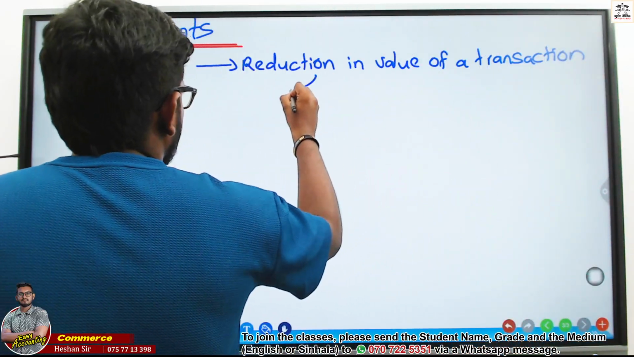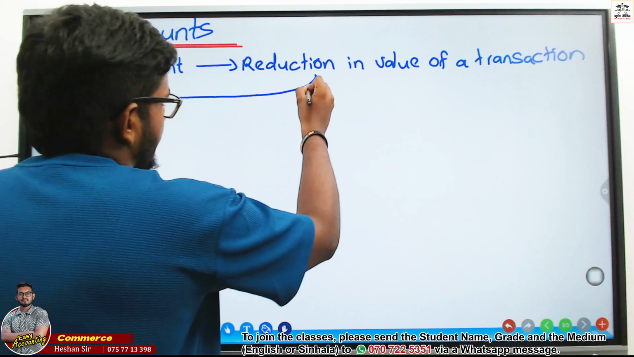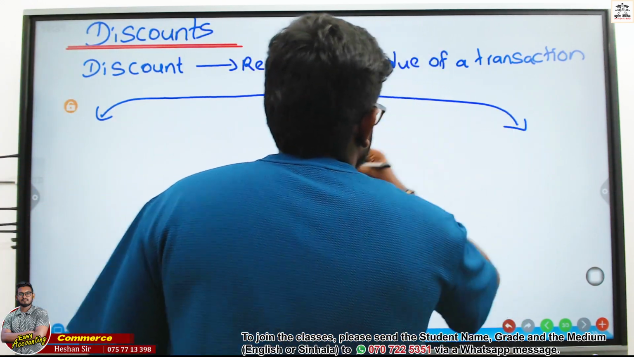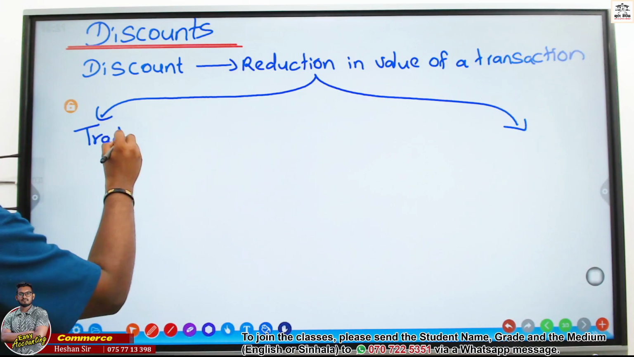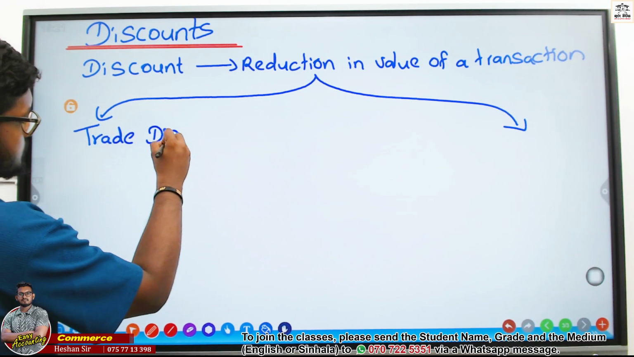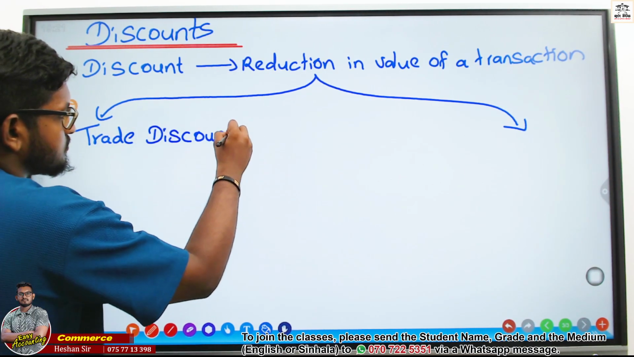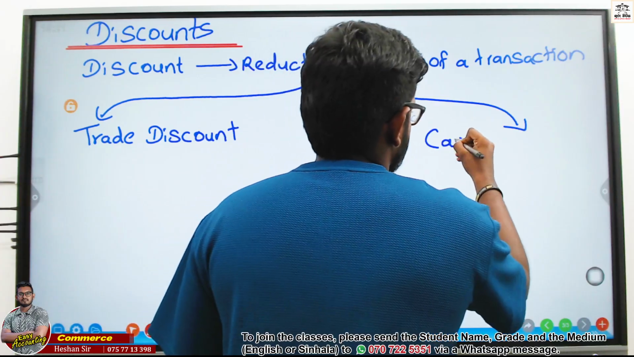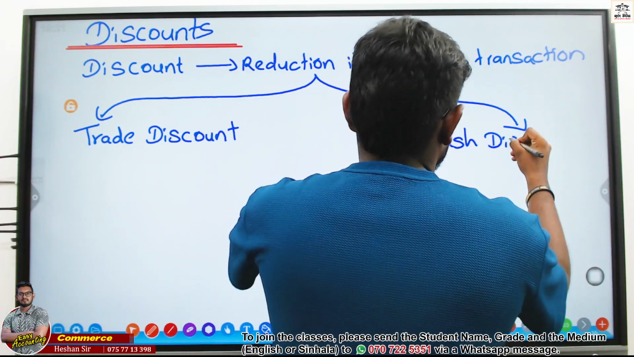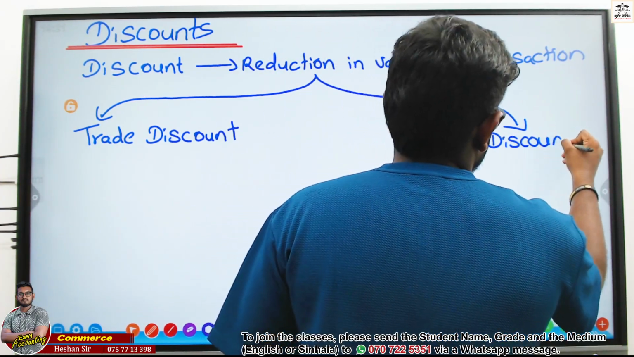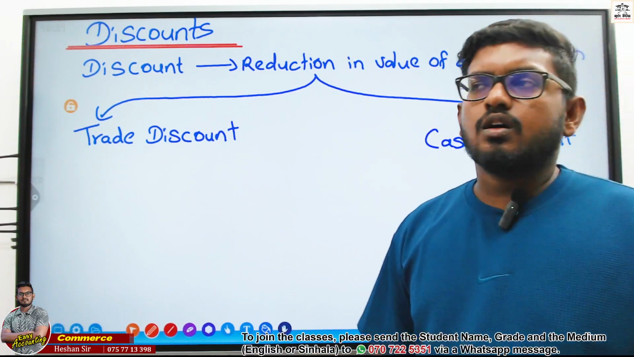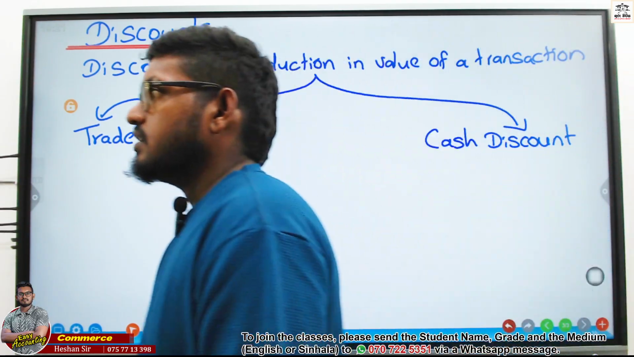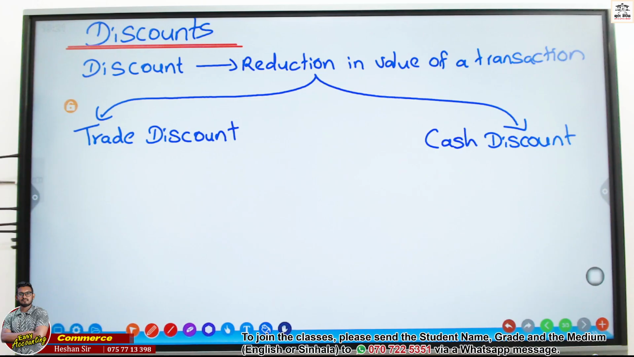There are two types of discounts: trade discount and cash discount. What is the trade discount? What is the cash discount? Those are the first questions. Trade discount and cash discount. There are two kinds of discounts.